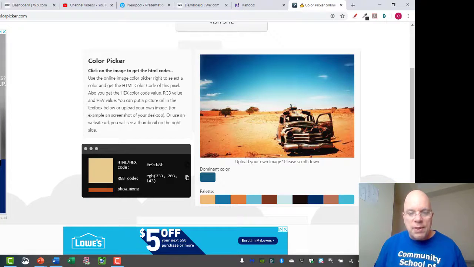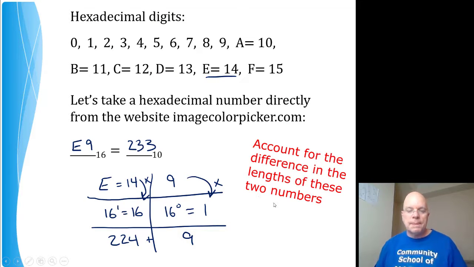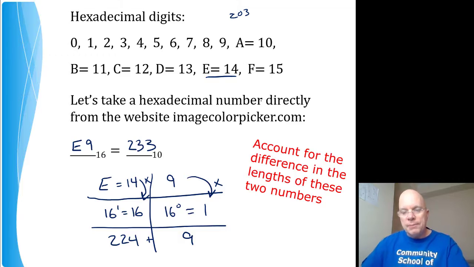Okay, I want to remember that 203 because I want to show you how to go the other way also. But before we do that, here, I'll put it up here so I don't forget, 203. Before we do that, account for the difference in the length of these numbers. Why is this hexadecimal number only 2 digits while this base 10 number is 3 digits? Pause and think about that.